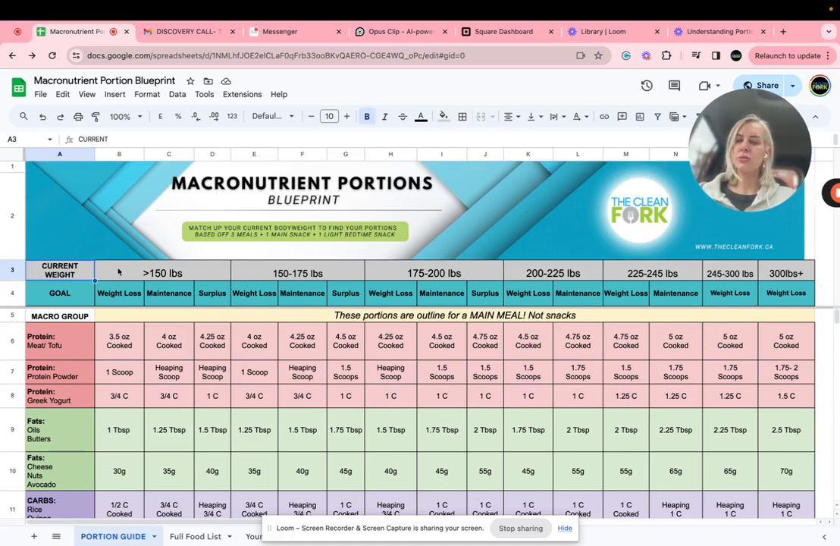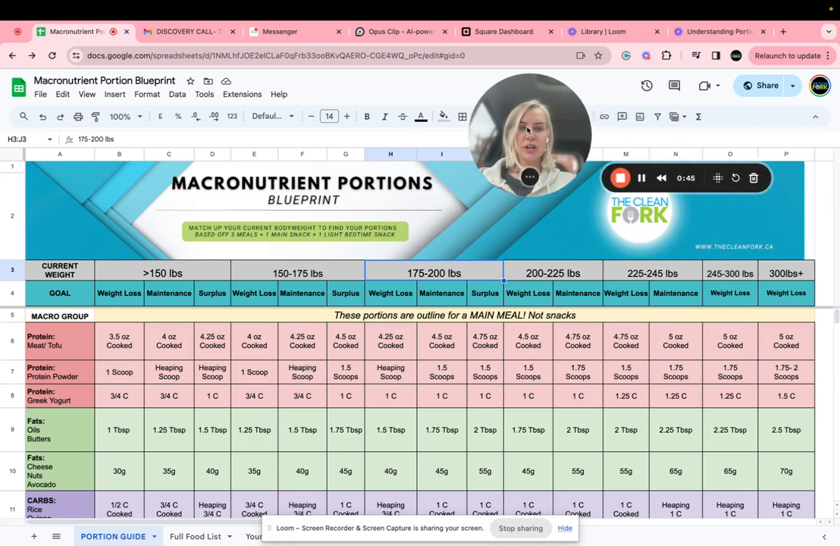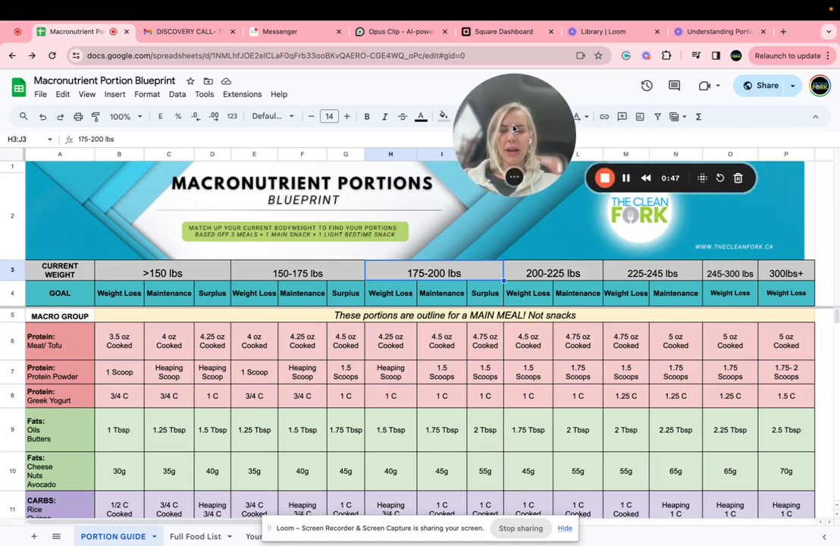The first thing you're going to do is figure out which column you fall in. You need to roughly know your current body weight to use this, because that's exactly how your portions are calculated. Find the category that you are. Let's go with 175 to 200 pounds for this example. Underneath each weight category is weight loss, maintenance, or surplus for the most part.